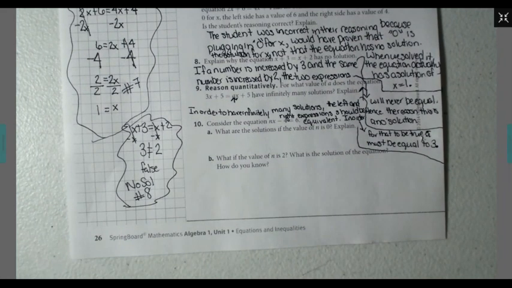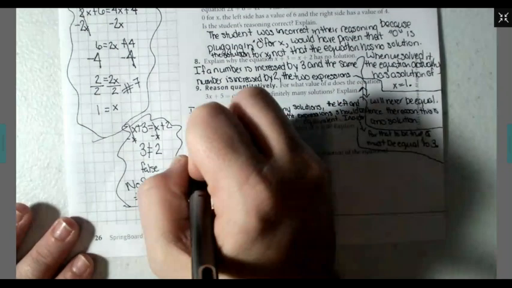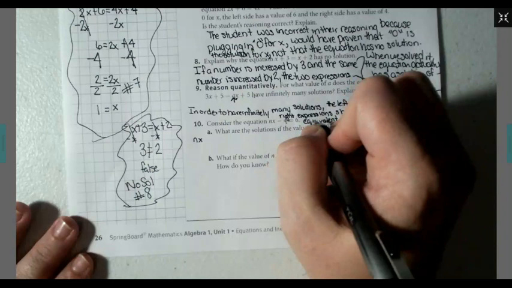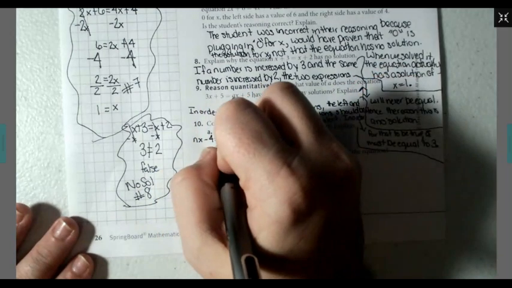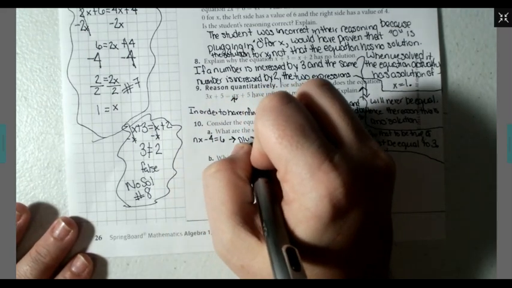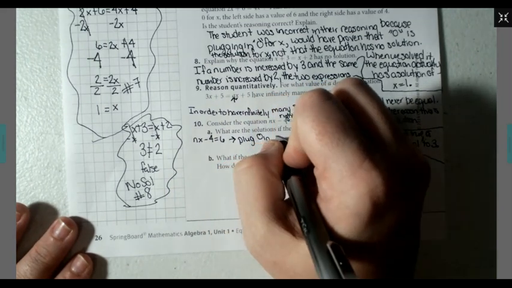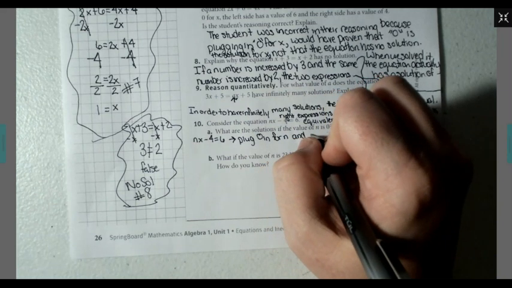Number 10, consider the equation nx minus 4 equals 6. What are the solutions if the value of n is 0, and explain? Well, let's take a look. If n is 0, we have nx minus 4 equals 6. We're going to plug 0 in for n and solve.